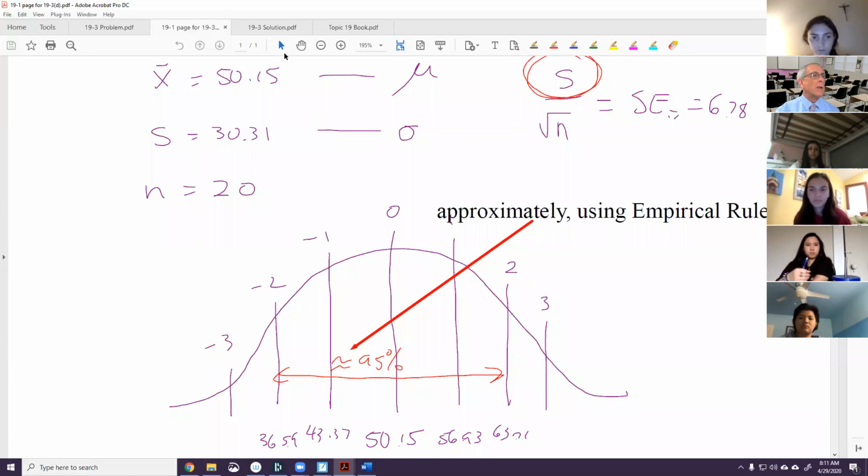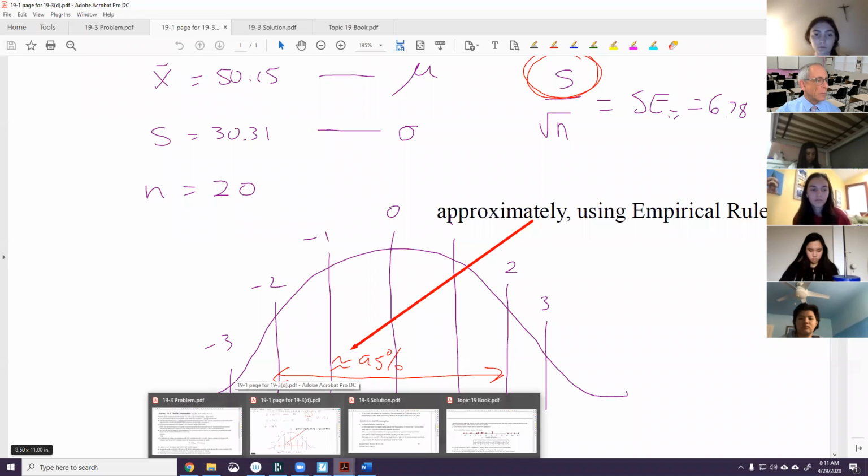Okay, great. So I gave you the key data here from when we did this problem. The mean is 50.15, the standard deviation is 30.31, and the sample size was 20. So this was from the sample that they did of the students and how many M&Ms they took. So let's go back to the problem here.